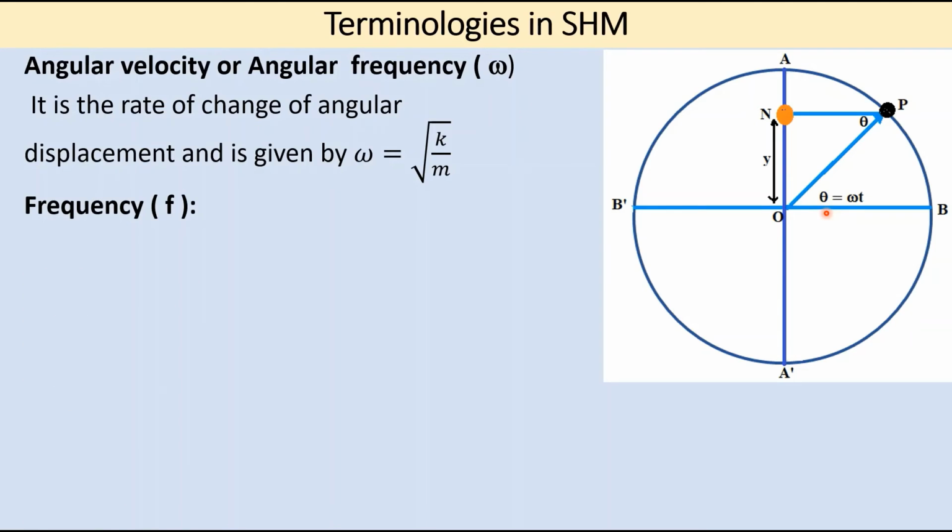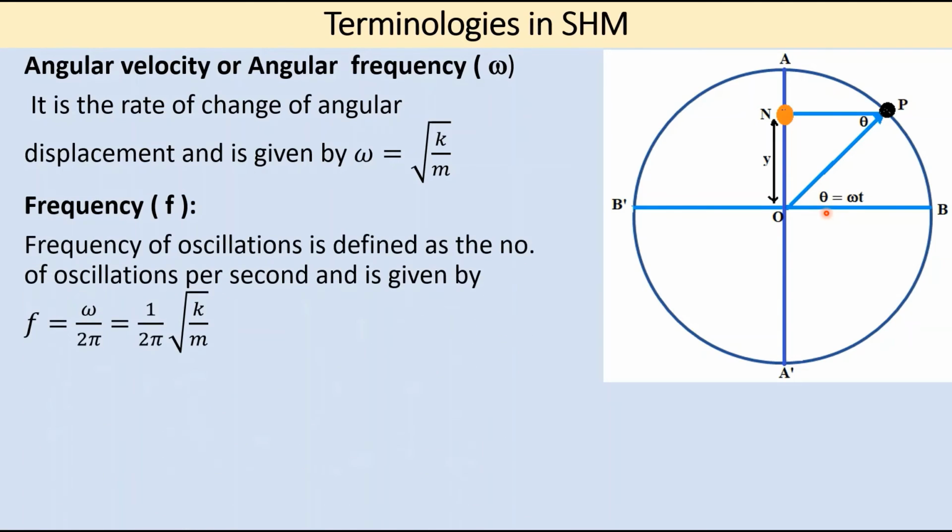Next, frequency. Frequency is nothing but the number of oscillations per unit time, or per second. Frequency is represented by f is equal to omega by 2 pi, or it is nothing but 1 by 2 pi into square root of k by m, where omega is equal to square root of k by m. So this is the expression for the frequency. It is in hertz.